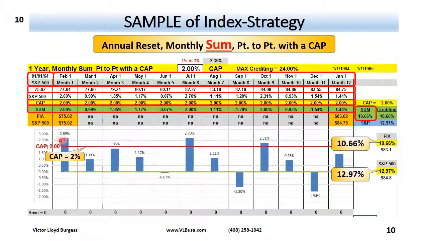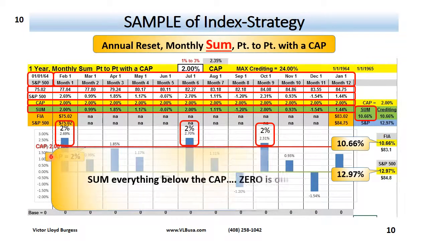So again, we read the S&P every month on the same day. We apply a 2% cap. Anything that's above that line, we write down or record as 2%. Then we simply sum everything up, and whatever that comes out to, in this case 10.66%, is what the insurance company will pay us in our account if we chose this strategy.